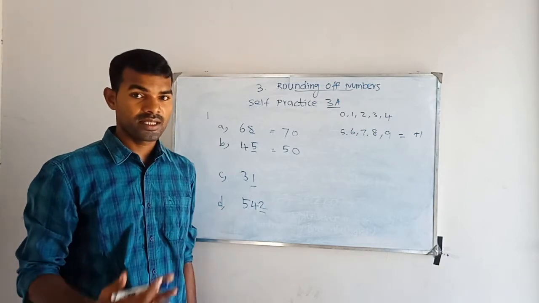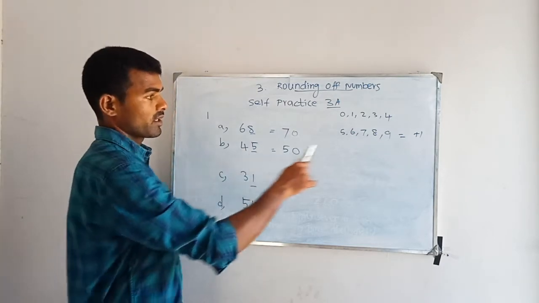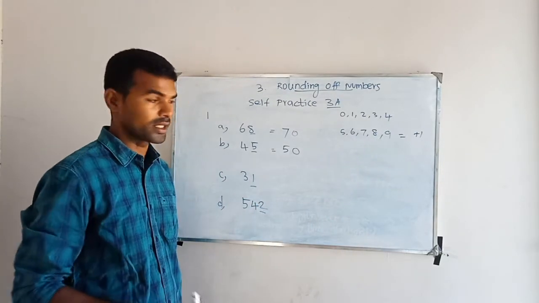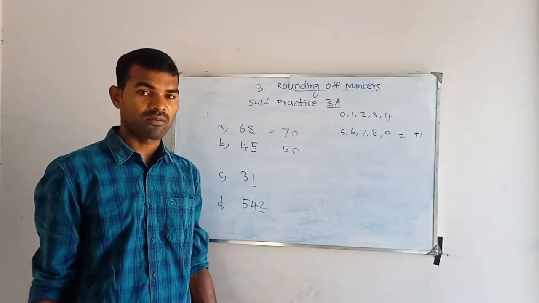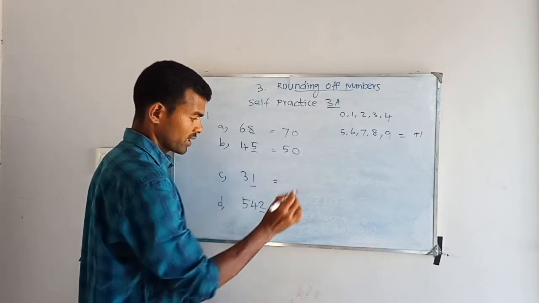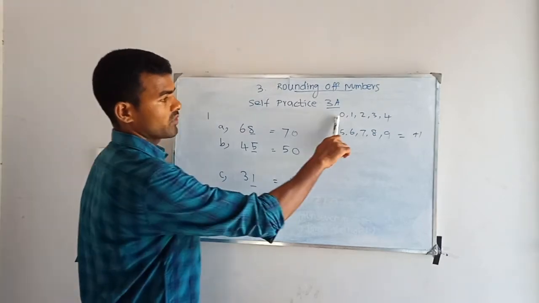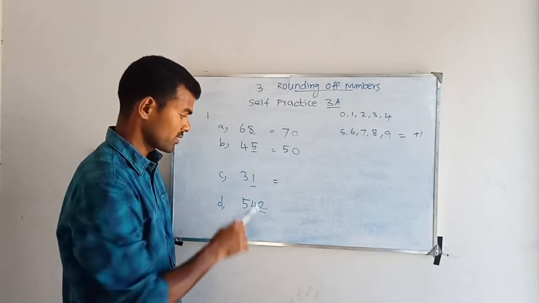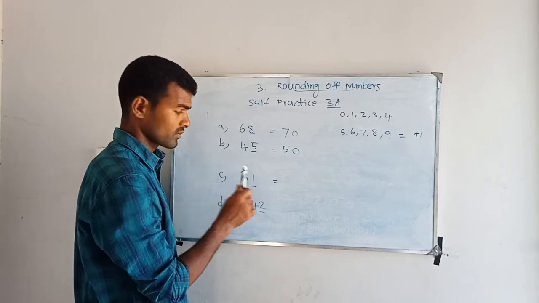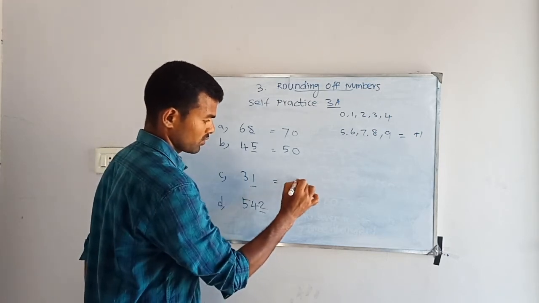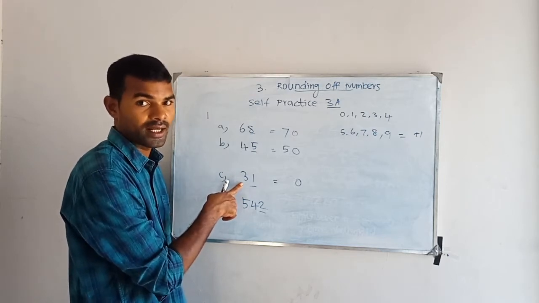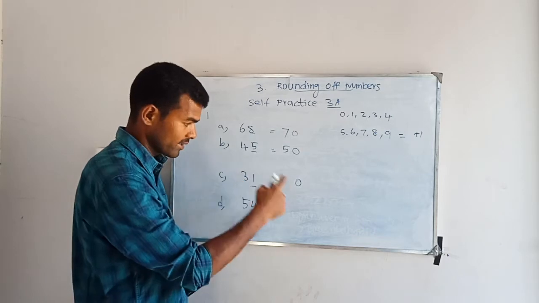Now if the given digit is not 5, 6, 7, 8, 9 but a different digit like 1, 2, from 0 to 4, what will we do? See the ones place again. Since 1 is given, we will write 0 in the ones place and we will not add 1 to the tens place. We will not add anything to the tens place. Just as it is, write 3 only.